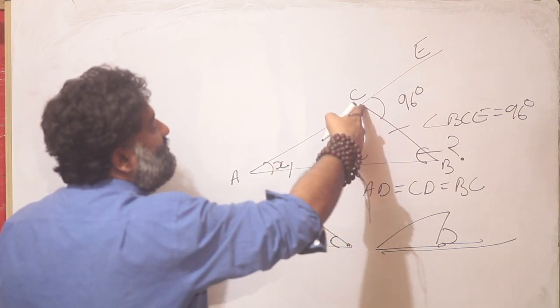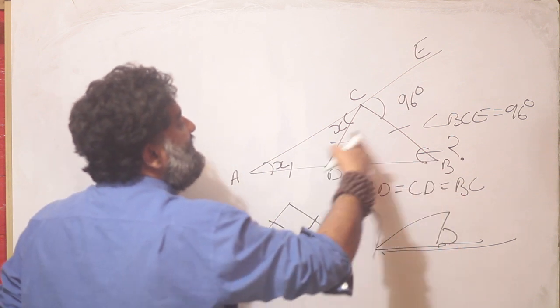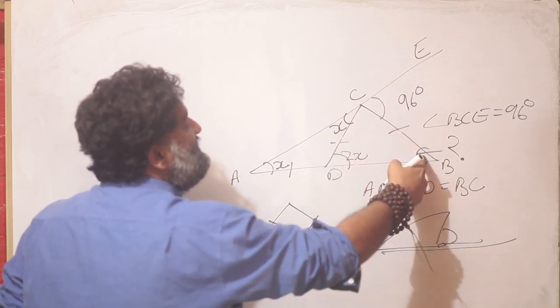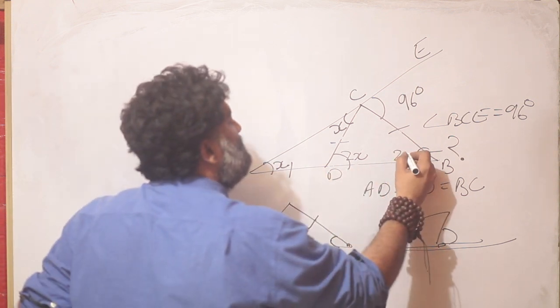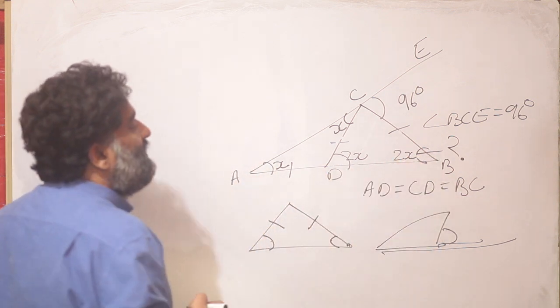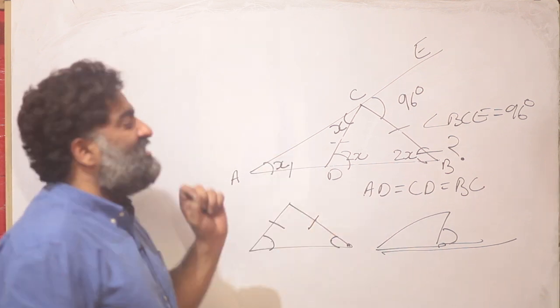Now quickly focus on triangle CDB. These two sides are equal, that means these two angles are going to be equal, once again using the same property. So this will also be 2x. So a lot of jumping is done already.